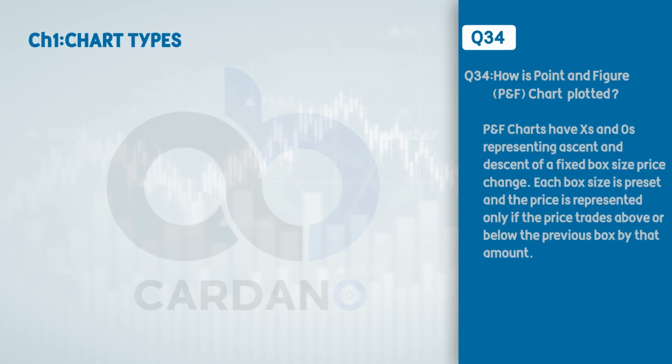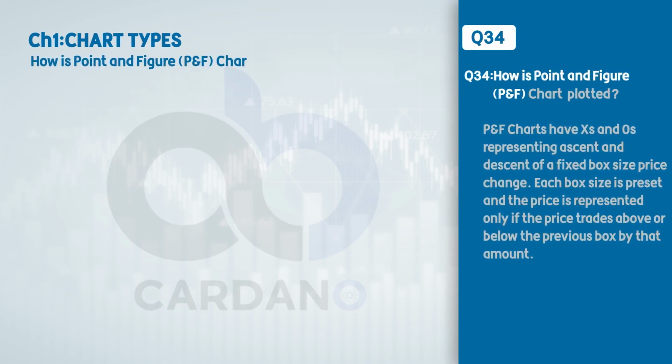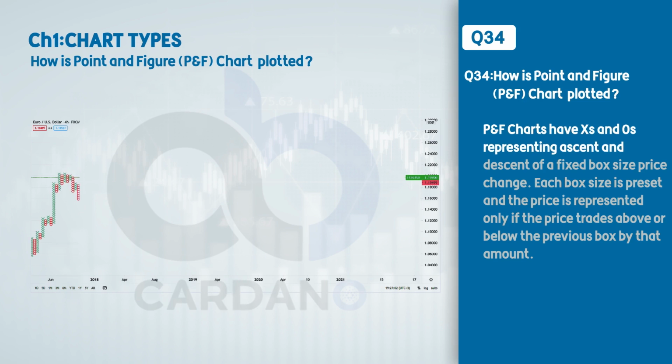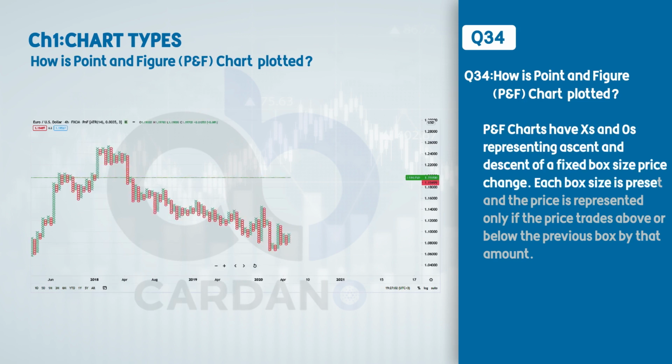Now we go to question number 34. How is a point and figure PNF chart plotted? The answer is, PNF charts have X's and O's representing ascent and descent of a fixed box. Each box size is preset and the price is represented only if the price trades above or below the previous box by that amount.